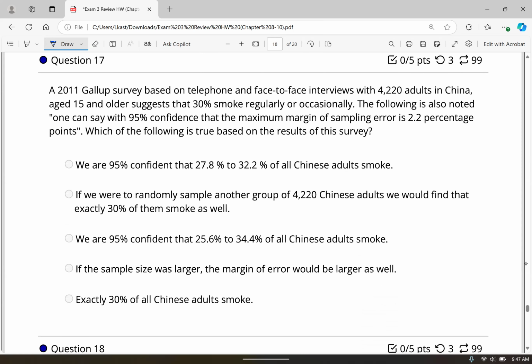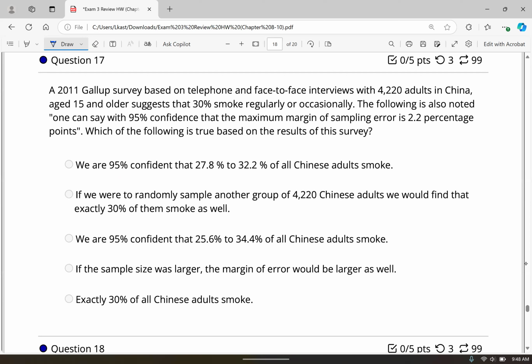A 2011 Gallup survey based on telephone and face-to-face interviews with 4,220 adults in China aged 15 and older suggests that 30% smoke regularly or occasionally. The following is also noted. One can say with 95% confidence that the maximum margin of sampling error is 2.2 percentage points. So which of the following statements is true based on the results of this survey?